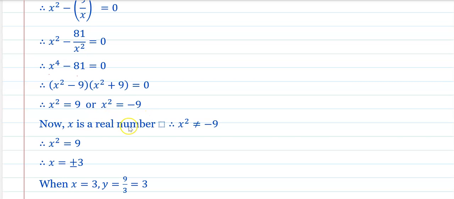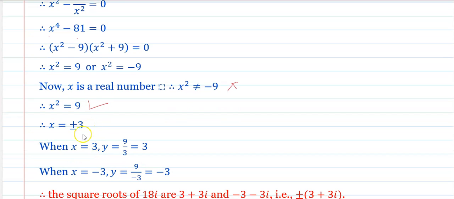But x is a real number. Therefore, x square is equal to minus 9 is not possible. Then what is possible? x square is equal to 9. Again taking the square root, x is equal to plus or minus 3.